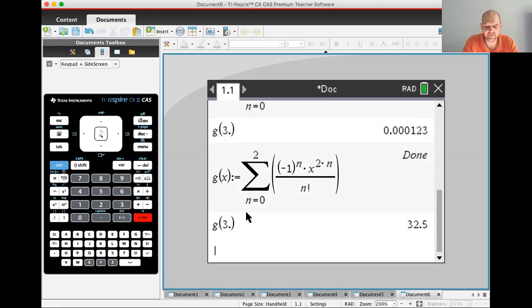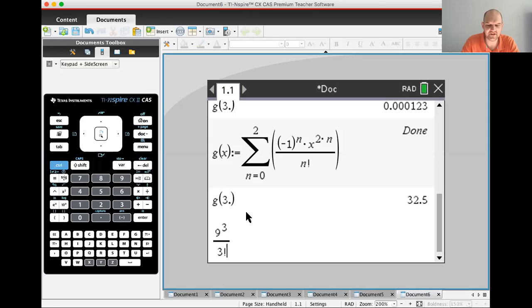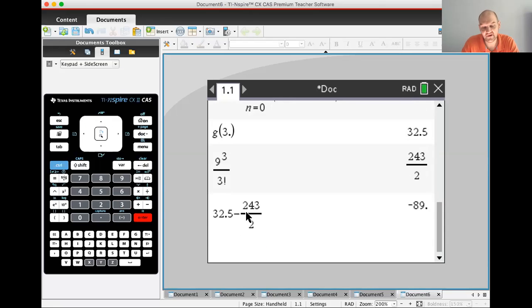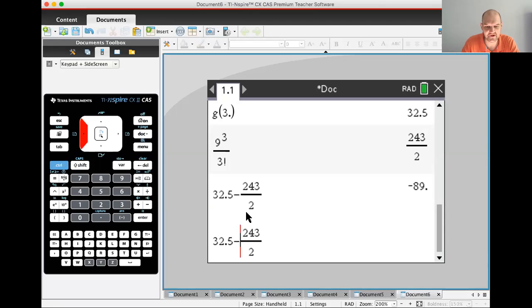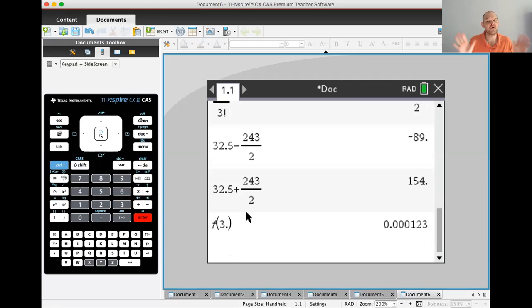Wow. So the true value should be in between; the error we got was 9 cubed over 3 factorial. This is a horrible problem. So the true value is somewhere between our estimate minus our error and our estimate plus our error. The true value is somewhere between negative 89 and 154. You can't tell me that it's not, because f of 3 is right in there.